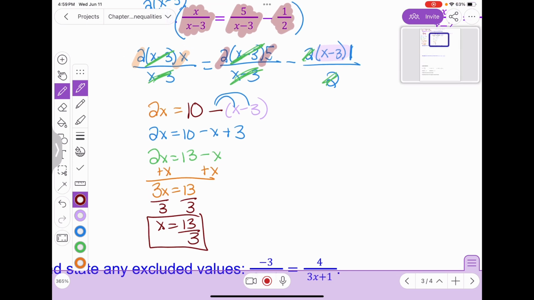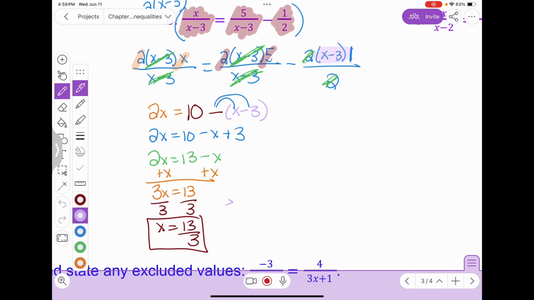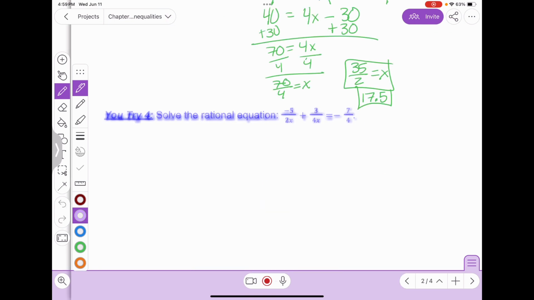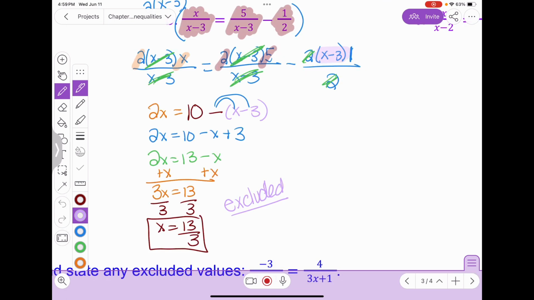So that's our solution. Now our excluded values are the things that would make the bottoms 0. So x minus 3. So we would add 3 to both sides. X cannot equal 3. That's our excluded value.